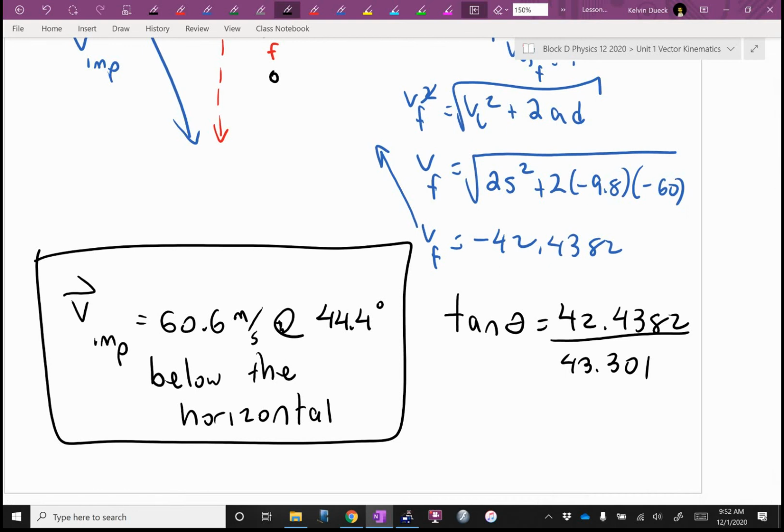Above the horizontal. So we say, draw a horizontal line. It's an angle of depression, if you recall from my trig lesson way back when, but this is below the horizontal. If you said south of east, I'd give you full marks, but I'm a nerd, I can't say it wrong. When this hits the ground, it's traveling at 60.6 meters per second, and it hits the ground at an angle of 44.4 degrees below the horizontal. See why I said cliff at an angle is more work and tougher?